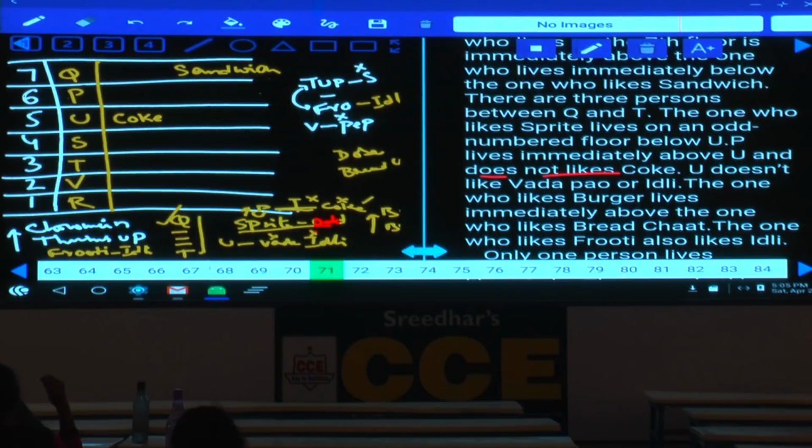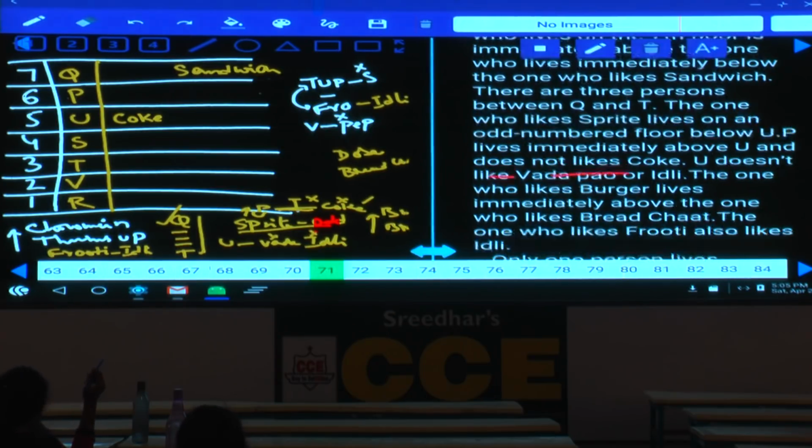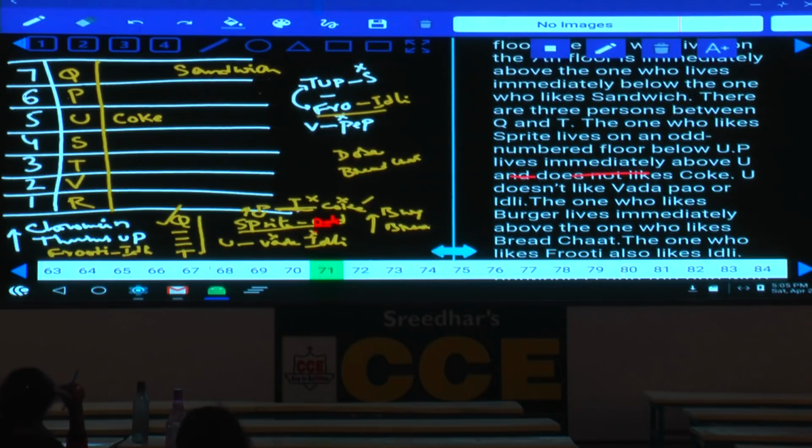Done with this? Now as of now we can find out which persons are staying on which floor. Then coming to this one, now 7-Up and Fruity. Now the one who likes Fruity likes idli, isn't it? And dosa is above bread chaat. And what is the other information here? U does not like vada and idli. And vada and idli and Thums Up and S.